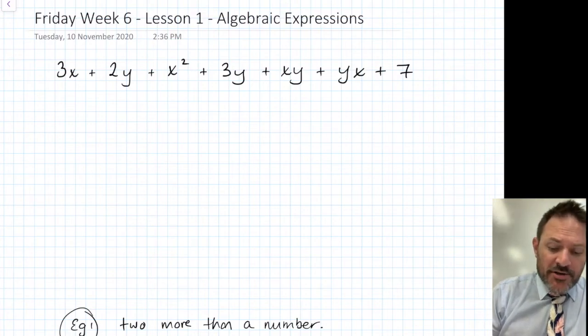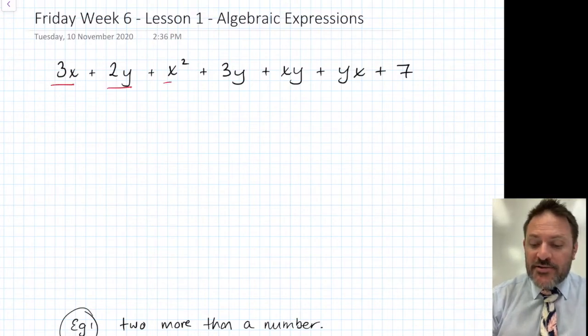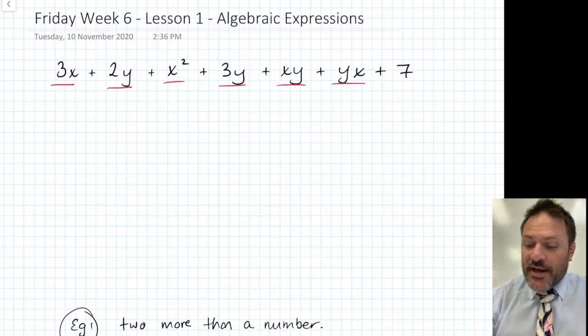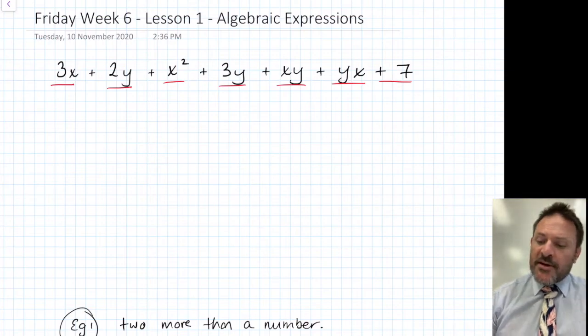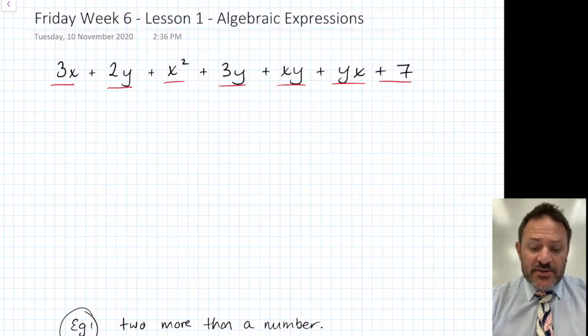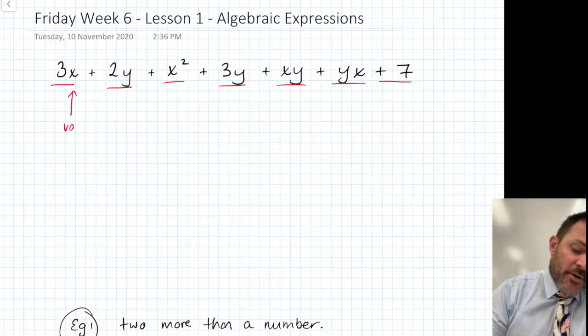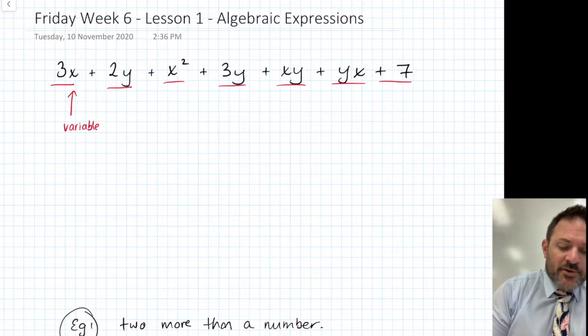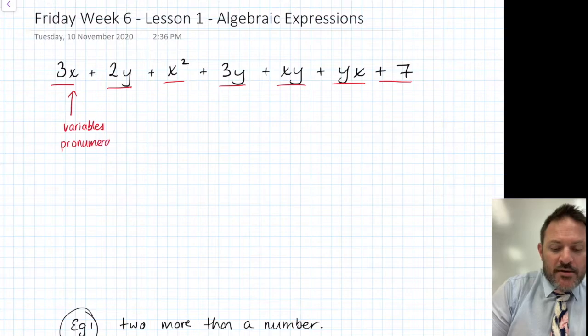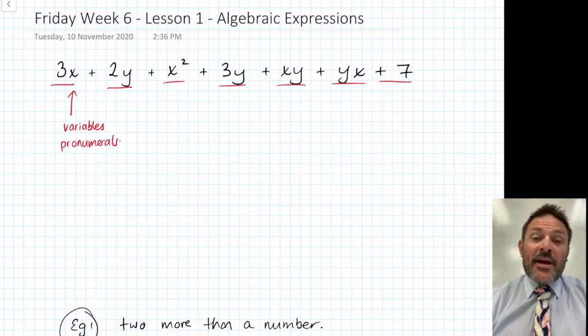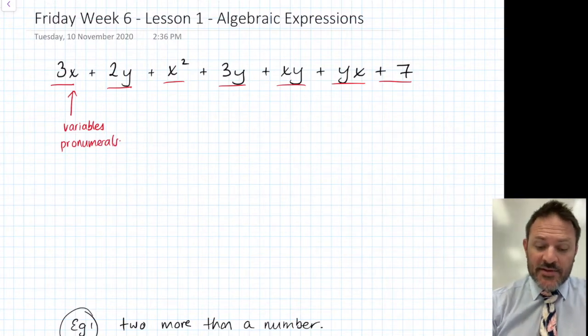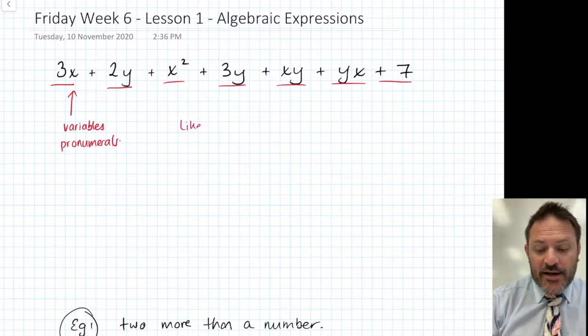An algebraic expression is made up of a number of algebraic terms. In this case, we have, I believe, 7 terms. So we have 7 algebraic terms which are made up of different variables. Now remember, the x's are what we often call variables, or sometimes known as pronumerals. And sometimes we have pronumerals that are the same, and that's what we refer to as like terms.